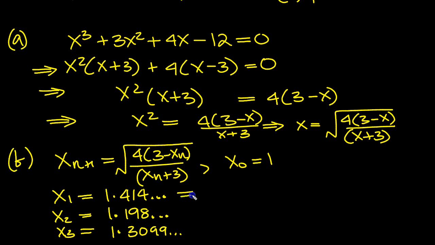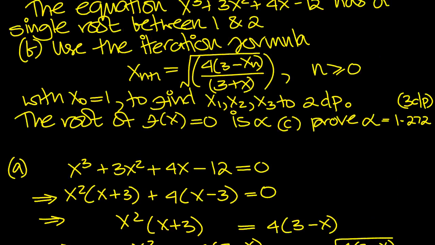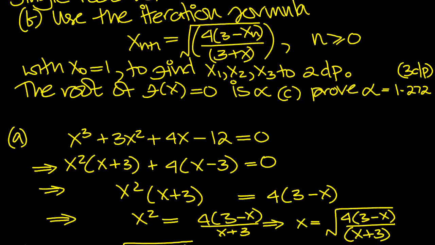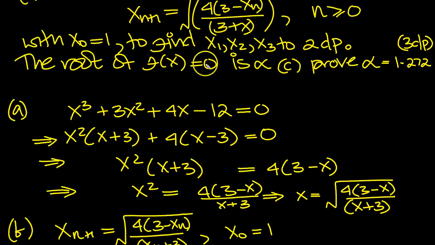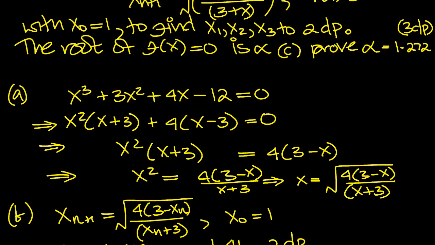Okay, so that's equal to, to 2dp, 1.41, and 1.20, and this is equal to 1.31, all to 2 decimal places, of course. That's what we're asked for in the question. Right, now the next part of the question, we've done that to find x1, x2, x3 to 2dp. The root is alpha. Choose a suitable interval to prove that the root is 1.272. So that was part of the question, which I didn't write down.